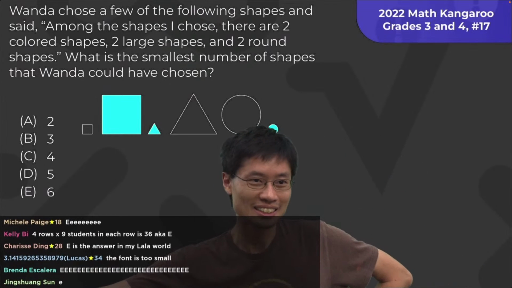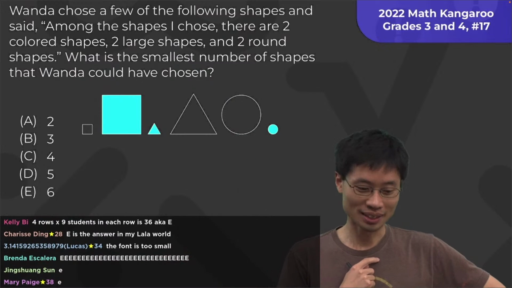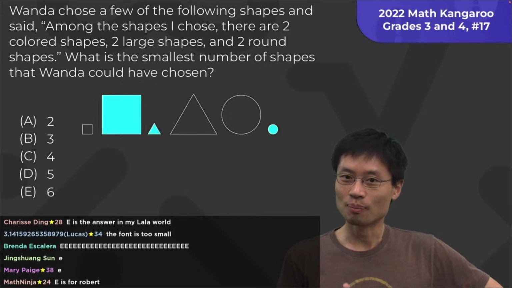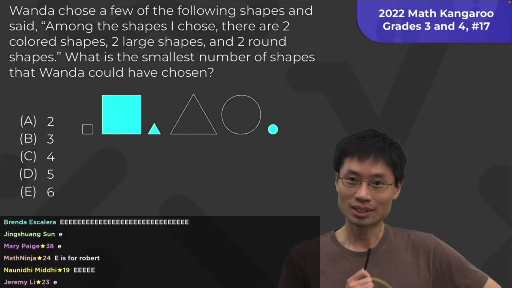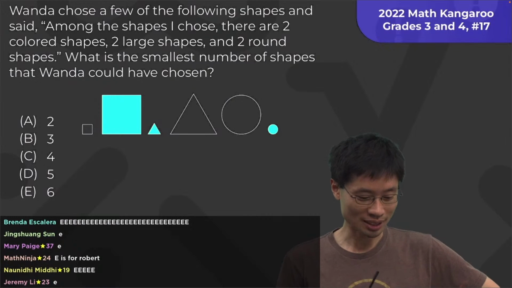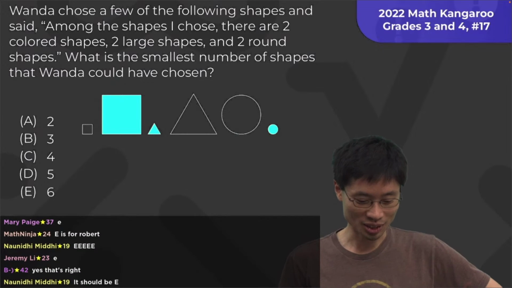So let's see. What's this? Wanda chose a few of the following shapes and said, among the shapes I chose, there are 2 colored shapes, 2 large shapes, and 2 round shapes. What is the smallest number of shapes that Wanda could have chosen?